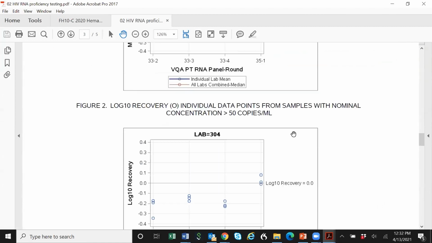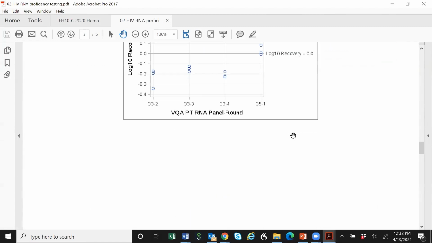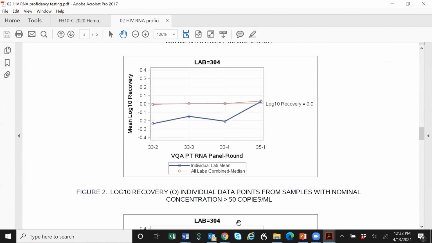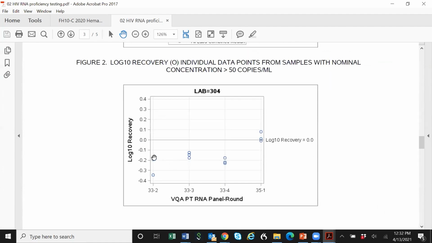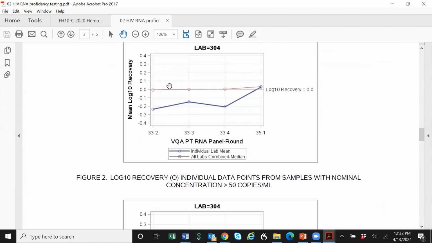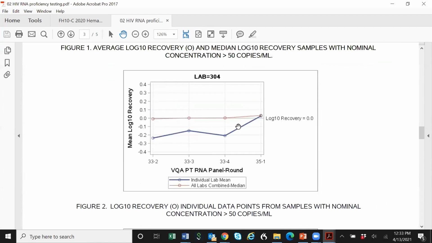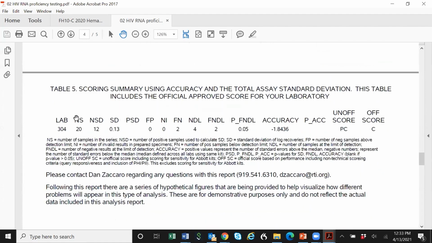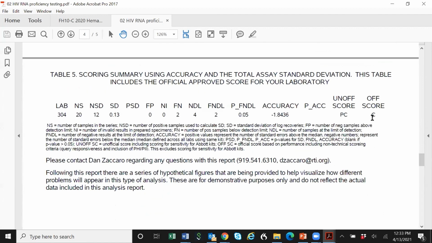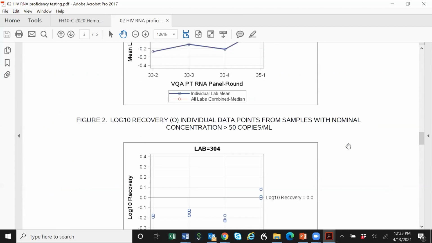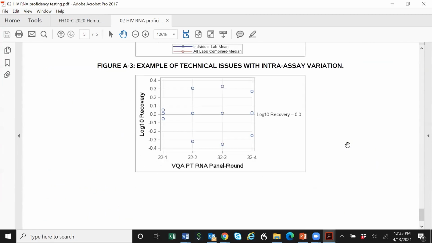if you read through this, it tells you how to interpret the results. This figure is the same as this figure, just shown in a different way. This shows the actual results as opposed to just this figure showing just the means. Okay. And then in the end, you can come over here and it tells you how you performed. So our official score is listed here as OFF score, which is C, and C is passing, and that is defined somewhere else. If you go through the document, it defines what C is.